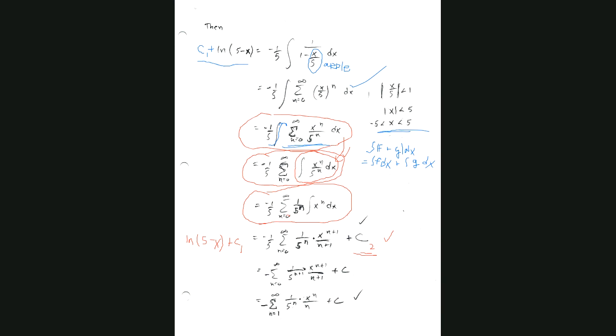Well, so therefore, the log of 5 minus x will equal then what we have on the right here. And the constant c is equal to C2 minus C1. What I also did was the 1/5, I brought it inside the summation. We can bring constants inside the summation.